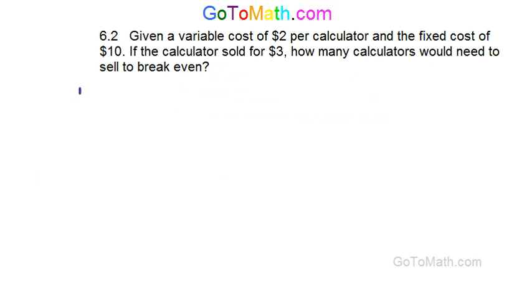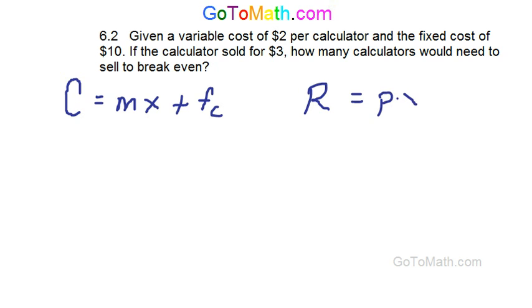So there's some things that we need to remember, and that is the cost equation. Remember, cost is equal to the variable cost, that's the number of items made, plus the fixed cost. And then we had the revenue is equal to the price of the item times the number of items sold. And remember that profit is equal to revenue minus cost.